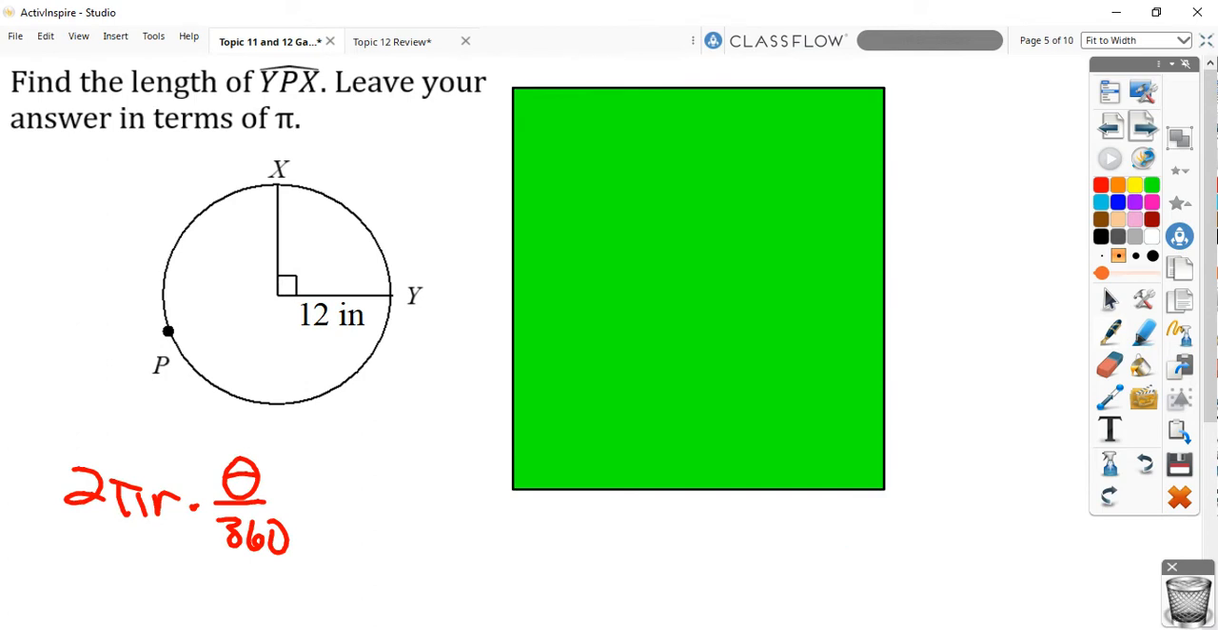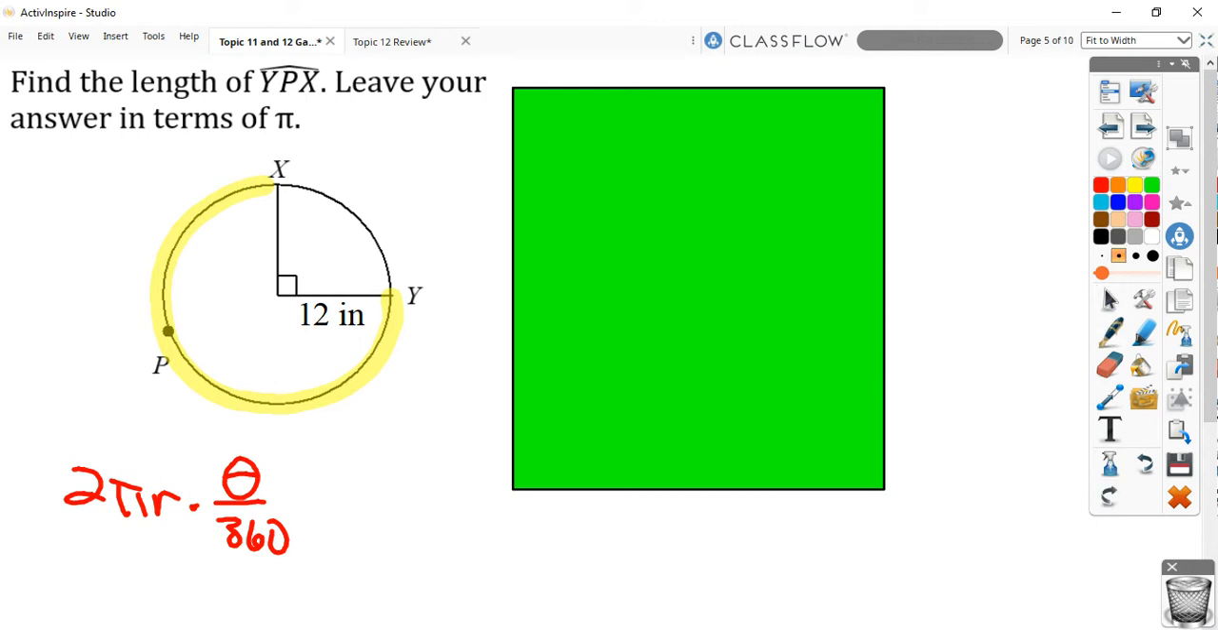Moving on right now, and we've got a formula already written on the board. How convenient is that? It's asking us to find the length of an arc. The arc that we're dealing with in this problem is YPX. All right, so this is going to be another one that ends up going pretty fast if you know that formula or if you can locate it in your notes. Okay, 2 pi r is the formula for circumference, and you multiply that times theta over 360.